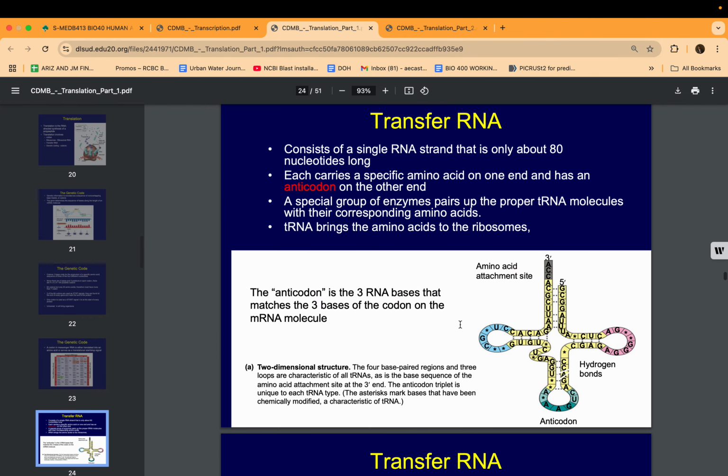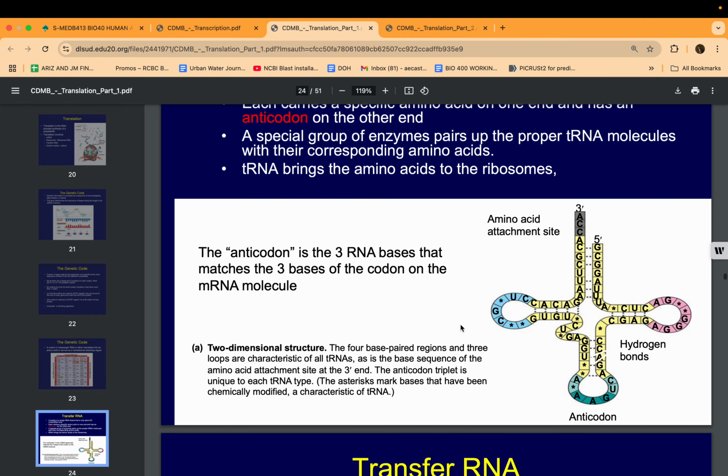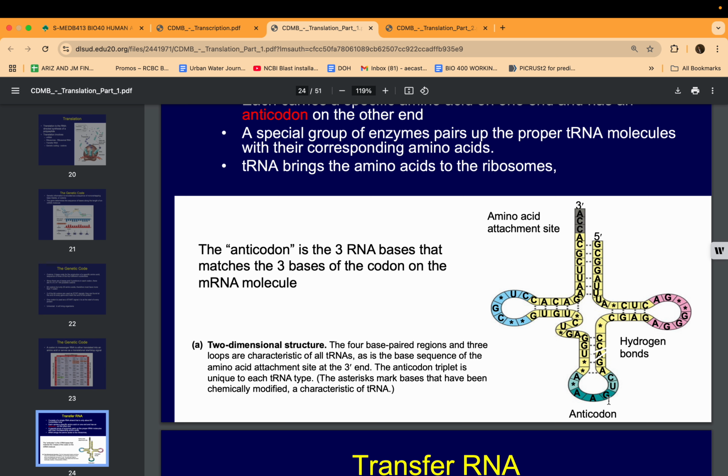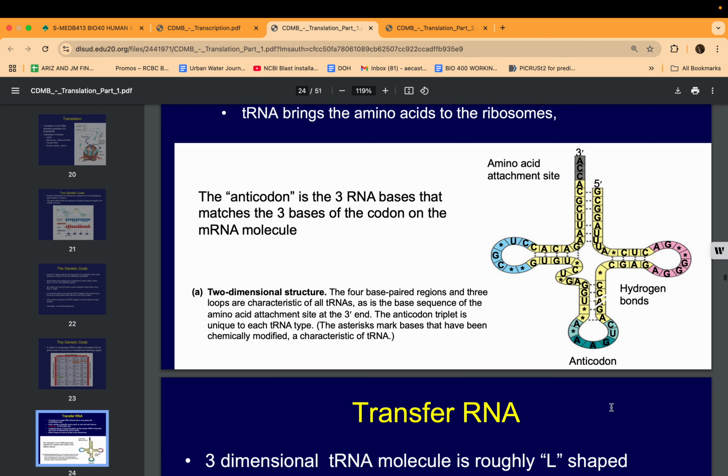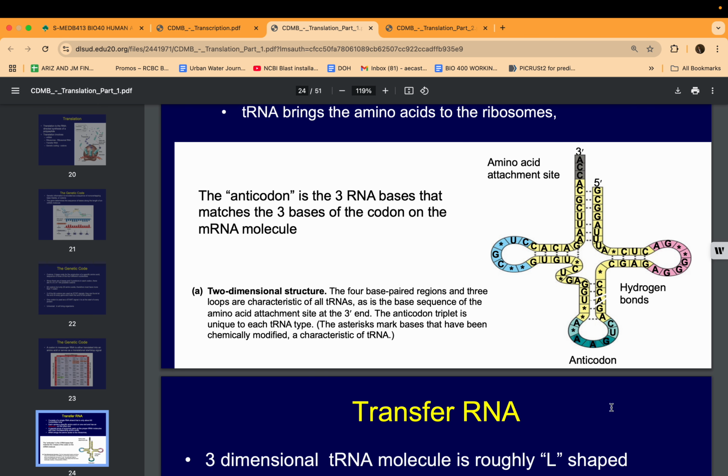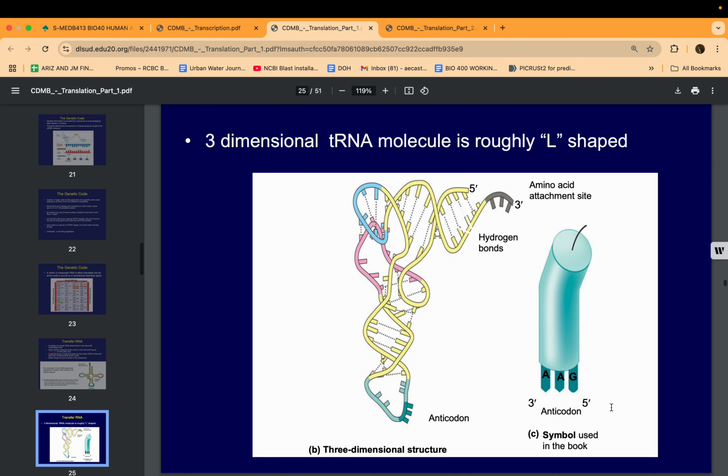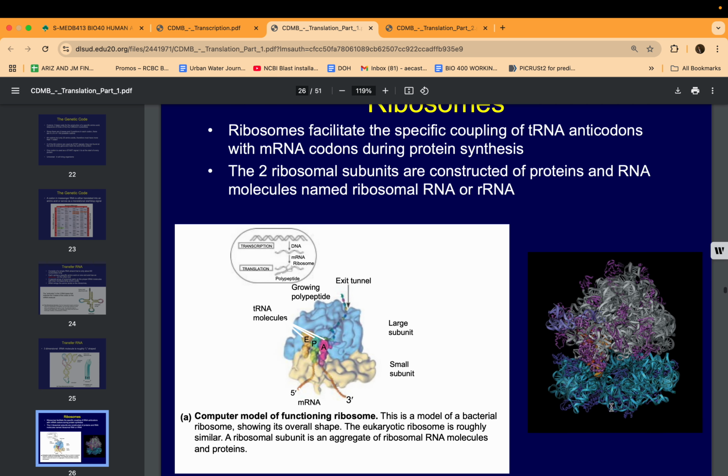Then we have the transfer RNA molecule. The anticodon region is the 3 RNA bases that match the 3 bases of the codon on the mRNA molecule. The ones highlighted in cyan are the bases of the anticodon. The ribosomes facilitate specific combination of tRNA anticodons with mRNA codons during protein synthesis.